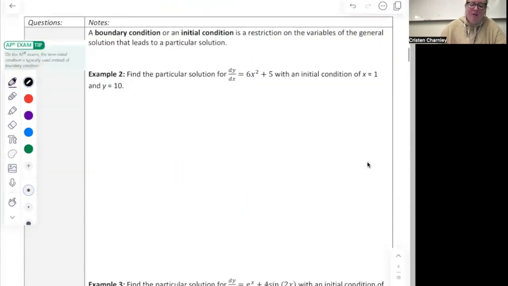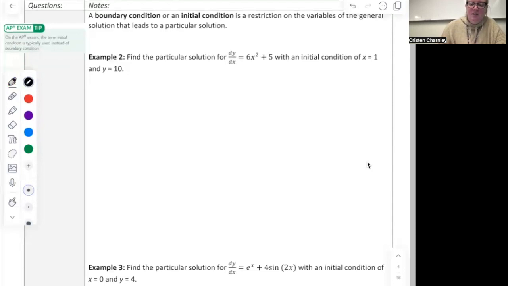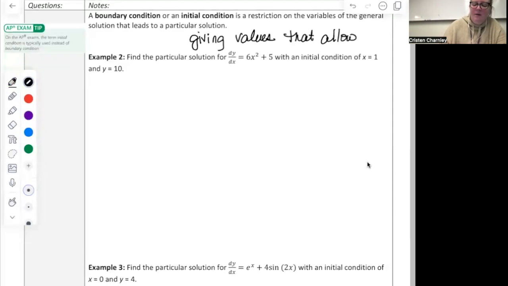So a boundary condition or an initial condition is a restriction on the variables of the general solution that leads to a particular solution. So what we're really doing is giving values that allow us to solve for C.